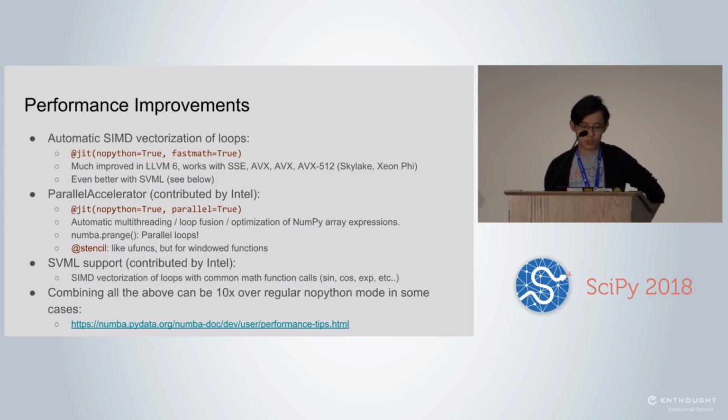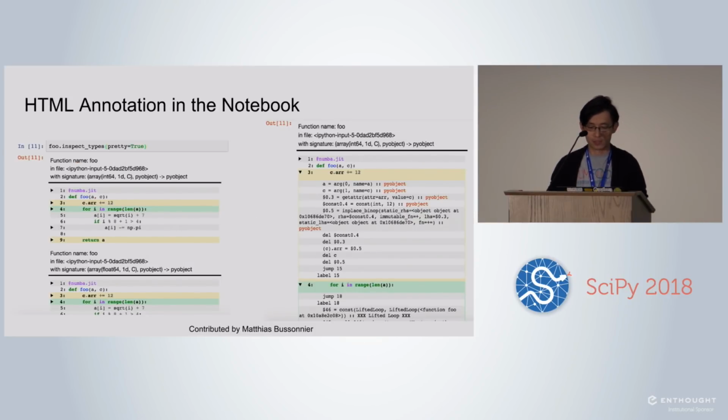More about the SVML support. It's the Short Vector Math Library from Intel, and whenever you have transcendental functions like sine and cosine, it helps and turns that into vectorized code. More detail later, but it can make your code 10x faster. And this is an example of HTML annotation working inside an IPython notebook, so you can actually inspect your code.